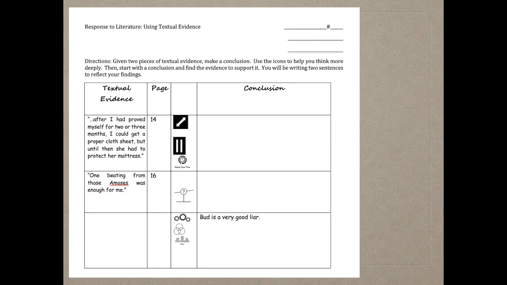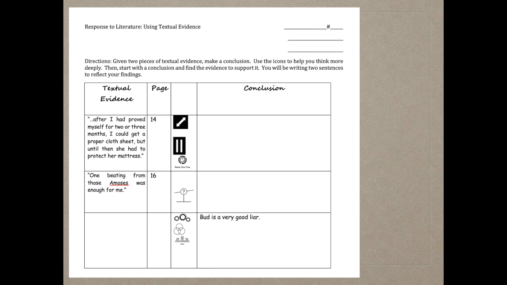Now, you should have a paper that looks like this, okay? Let's read the directions together to start. Directions. Given two pieces of textual evidence, make a conclusion. Use the icons to help you think more deeply. Then start with a conclusion and find the evidence to support it. You will be writing 2 sentences to reflect your findings. In other words, you're going to be making a paragraph here.